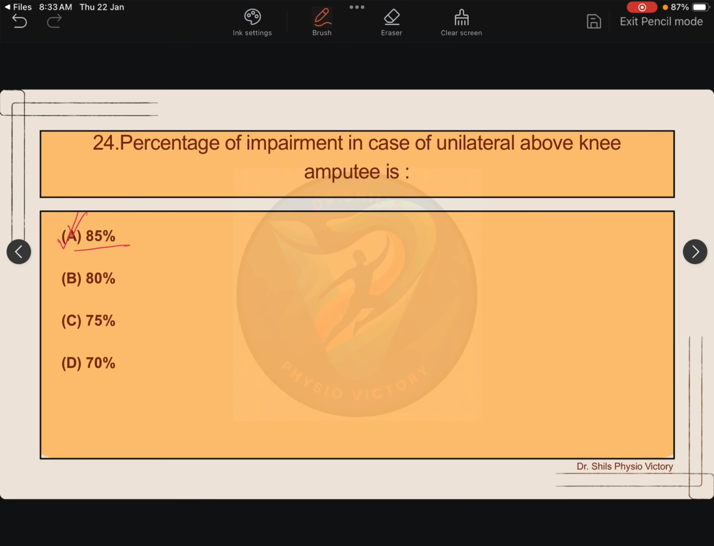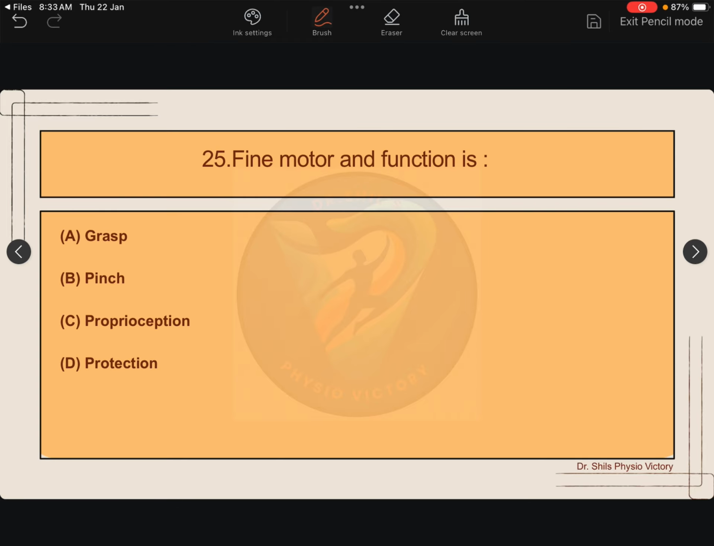Next, come to question number 25. Fine motor function is option A, grasp, option B, pinch, option C, proprioception, option D, protection. Here, the correct answer is option B, pinch, which is a fine motor or precision movement used in writing, buttoning, picking small objects.